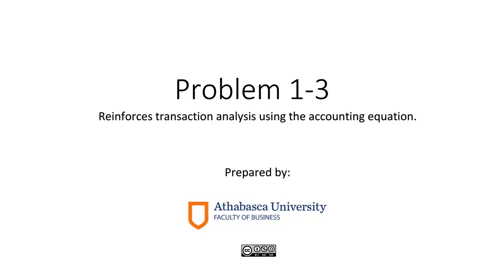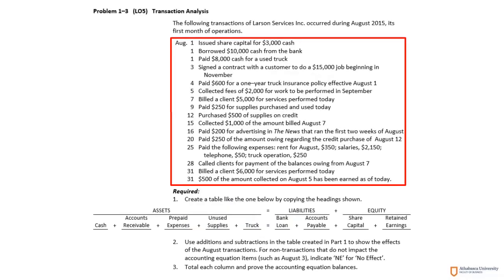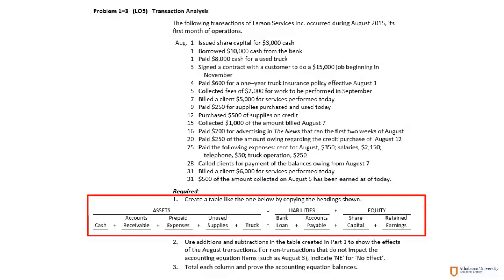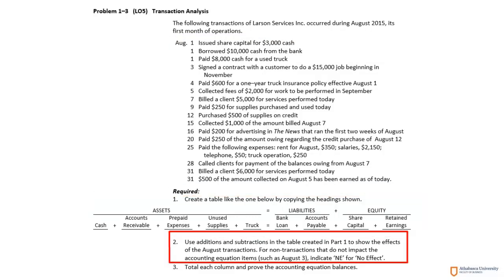Welcome to the Problem 1-3 tutorial. We are given Larson Services Inc.'s transactions for the month of August and must create a table as shown in Part 1 of the required. We will then show the effects for each August transaction in the table.